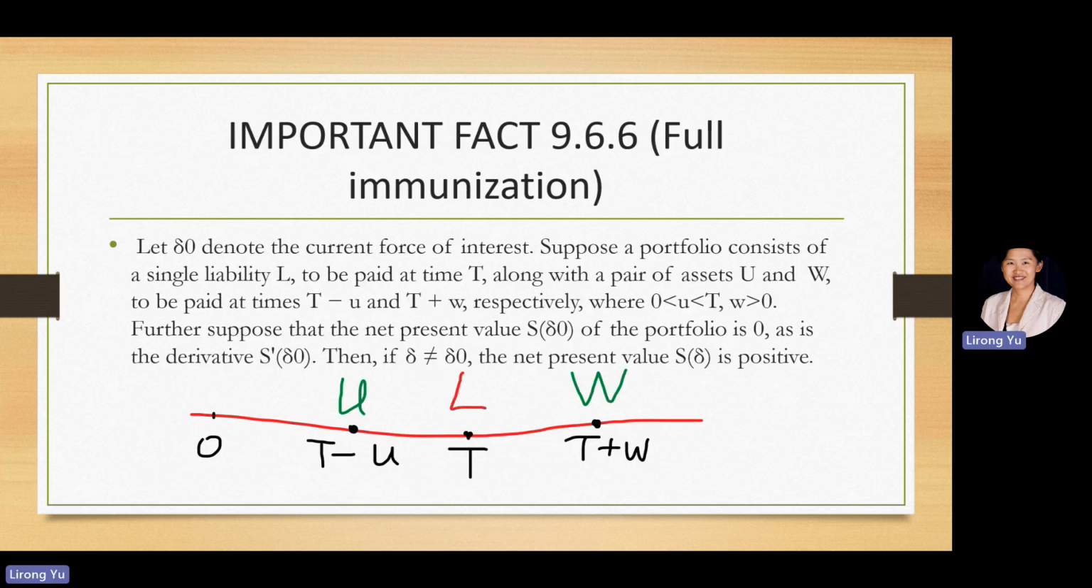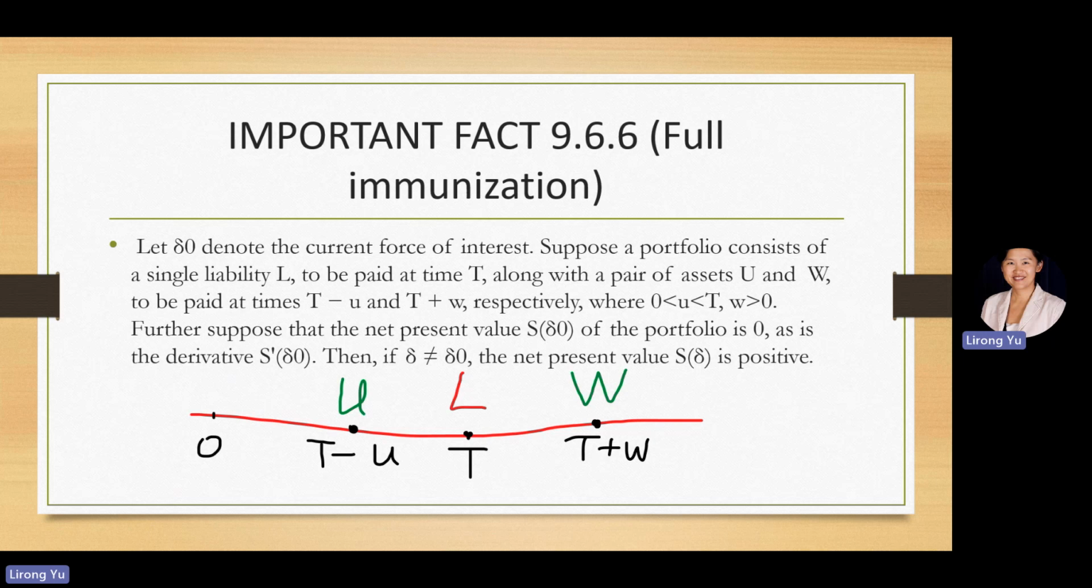A little bit about the full immunization. Suppose delta zero denotes the current force of interest. Suppose the portfolio consists of a single liability to be paid at time t, along with a pair of assets to be paid at time t minus u and t plus w, respectively. So, like I said, if you have a liability in the middle, earlier and later assets, this full immunization can be done. But if you have an asset in the middle, liability on both sides, that cannot be done.